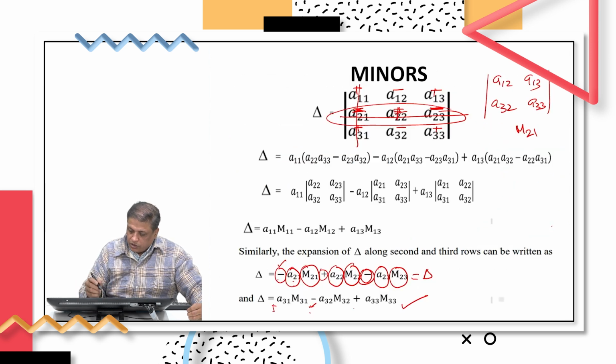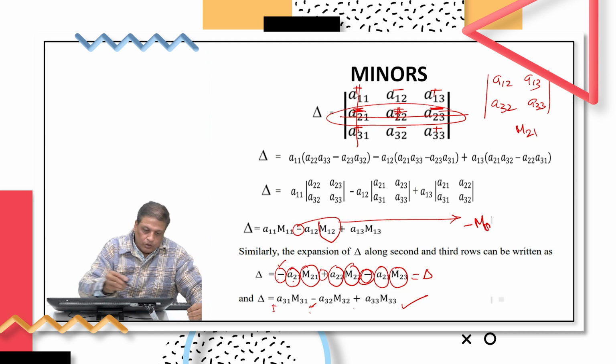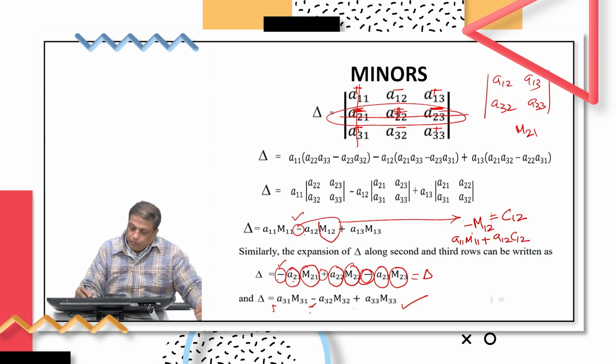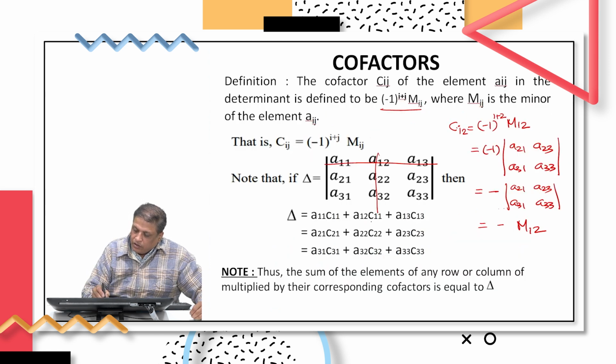Now looking into this expression, minus of M12 is equal to C12. So if I substitute minus of M12 over here in this equation, then it will be A11 M11 plus A12 C12. So that means we had removed the negative sign. So cofactors are used actually to maintain the sign. There should not be any change in polarity of the sign.